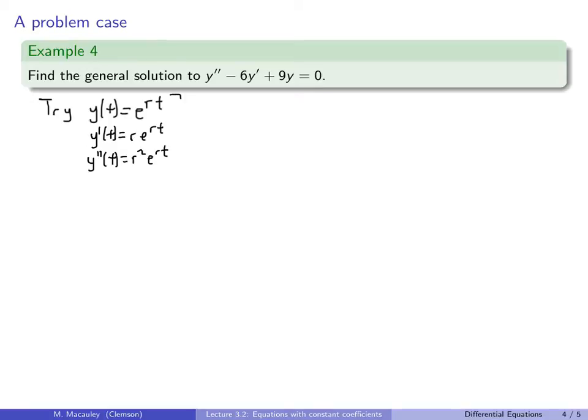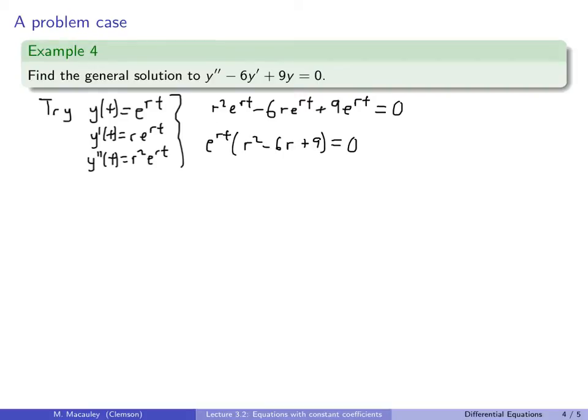So we plug this thing back in, and we get y double prime, which is r squared e to the rt, minus 6 y prime, that's minus 6 times r e to the rt, plus 9 times y, e to the rt, equals 0. So we factor out e to the rt, and look what we get. We get r squared minus 6r plus 9 equals 0.